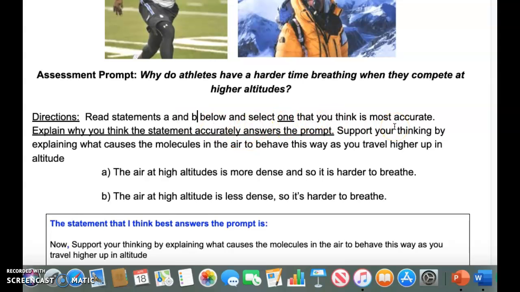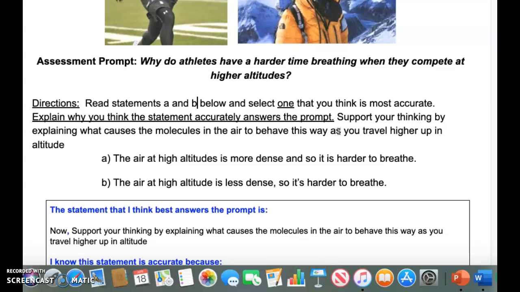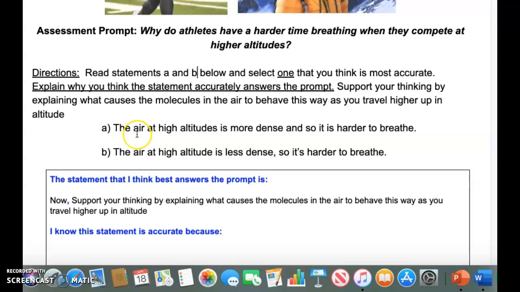Okay, so read the statements A and B below and select the one that you think is most accurate to explain why athletes have a harder time breathing when they compete at higher altitudes. Explain why you think this statement accurately answers the prompt. Support your thinking by explaining what causes molecules in the air to behave this way as you travel higher up in altitude. Okay, so do you think it's A, the air at high altitudes is more dense, so it's harder to breathe? Or B, the air at higher altitudes is less dense, so it's harder to breathe?